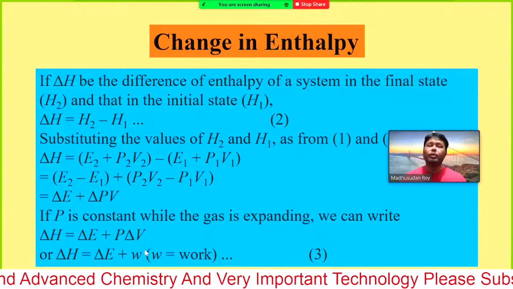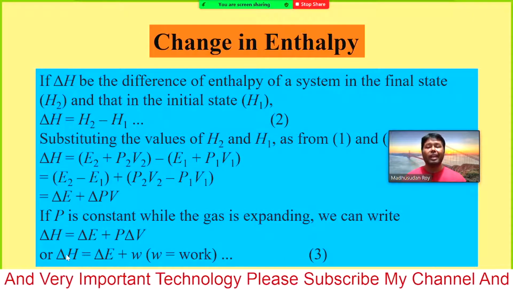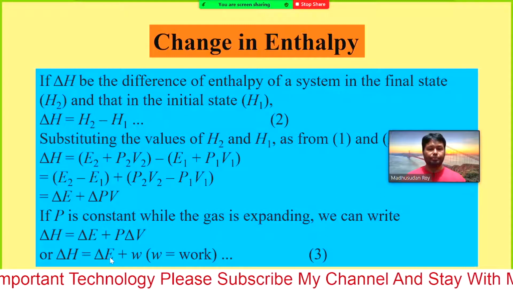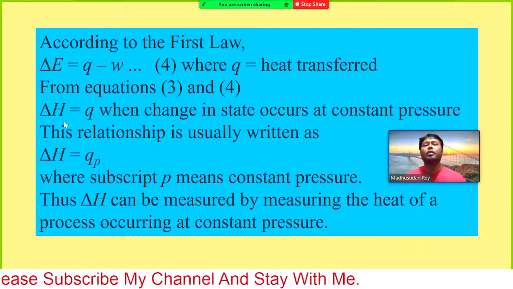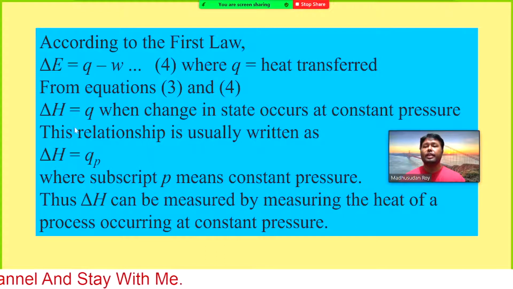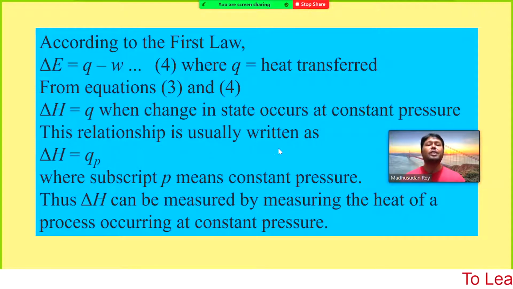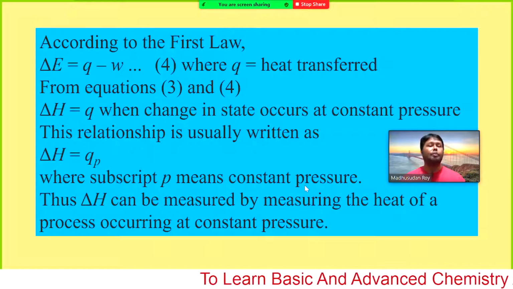So W becomes cancel out, minus W plus W. So we have only delta H equal delta E. So you can see delta H equal Q, from equations 3 and 4. When change in state occurs at constant pressure, this relationship is usually written as delta H equal QP, where subscript P means constant pressure.